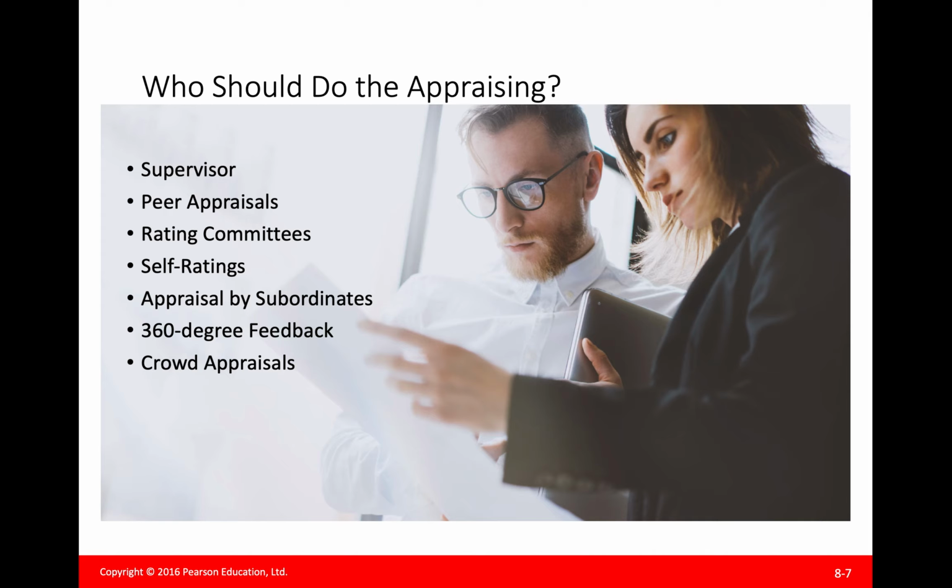So moving next, who should be the appraiser? Of course, in this slide we have a variety of people who can do the appraisal. First of all, supervisor. Supervisor is the most regular person who will do the performance appraisal. Why? Simply because they work directly with the employees and they know the job very well. They know the person, they know the job, so they are the very suitable person to do the performance appraisal, right? But they may be biased.